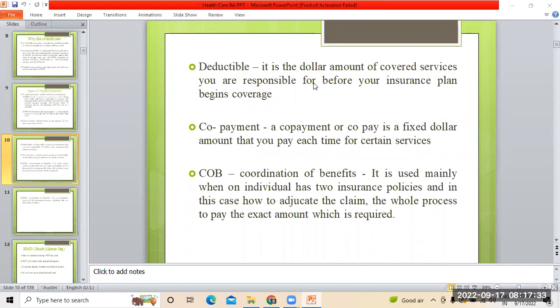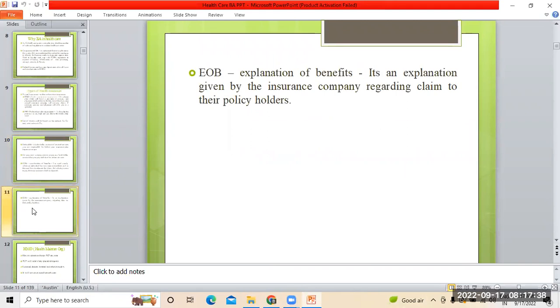At the same time, EOB is the explanation of benefits, where an insurance company has the responsibility to explain the kind of benefits available on the insurance plan. Generally, EOB is used to explain the process in reference to the claims to the policyholders. So it's a standard responsibility when an insurance company is insuring someone.